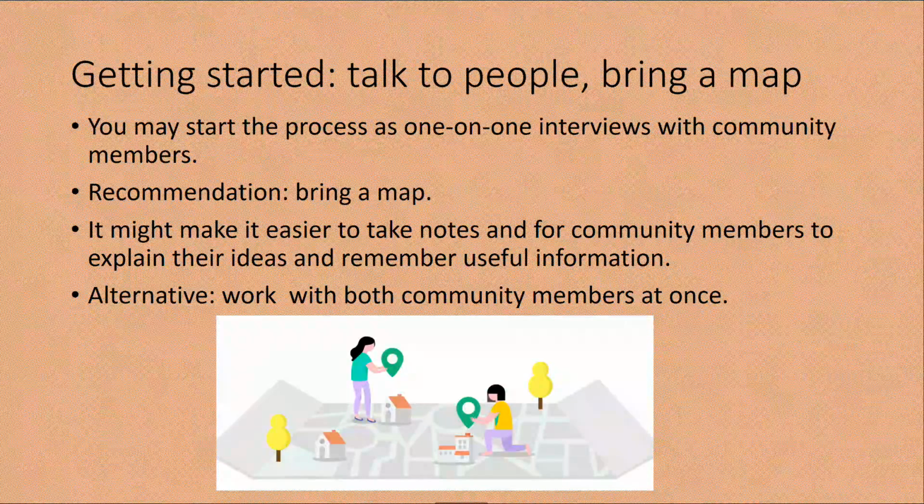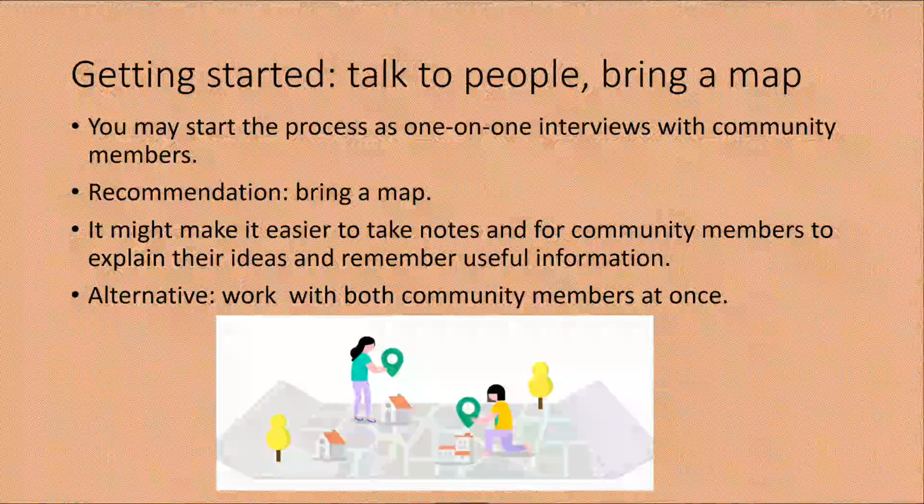And essentially it starts you in the process of thinking spatially about these issues. As an alternative, you could also do something that is more like traditional participatory mapping, in which you gather with your community members all at the same time and you create the map together. But that's optional. You can also do it one-on-one, and it's probably easier to do it that way.